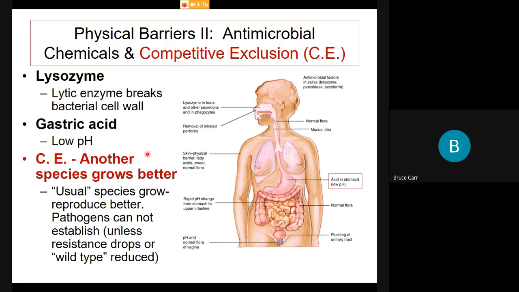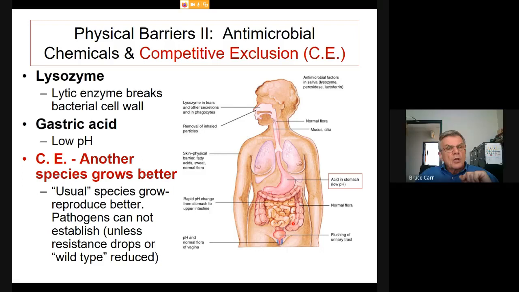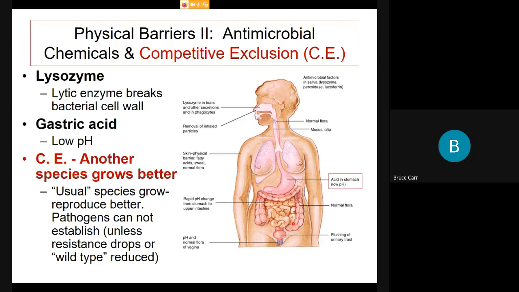This idea, competitive exclusion, is based on the idea that another species grows better. So the bacterium that is present in your lower gut, your large intestine, if it's a benign bacteria, then it's a bacteria that will grow better than mutants that might have a pathogenic effect. The mutant or the pathogenic type doesn't grow well if the wild type is there. Now, that means that a healthy and diverse gut flora might contribute to your health.